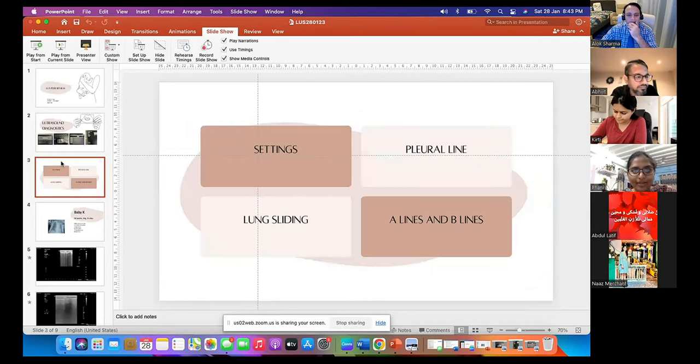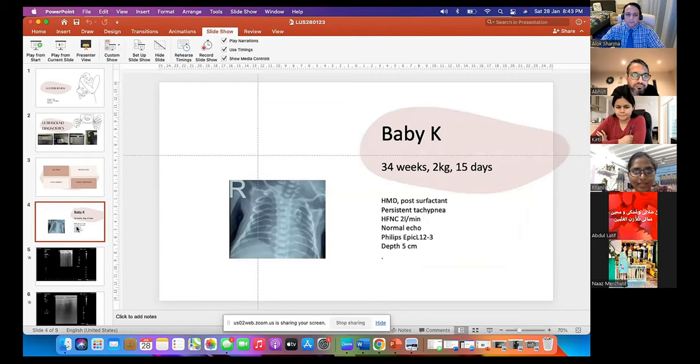So I've tried to see what are all the settings, how to see the pleural line, to see for lung sliding, and to see for A and B line pattern. So this is baby K, 34 weeks baby, 2 kg, currently 15 day old. Was a preterm, had HMD, was a post surfactant.